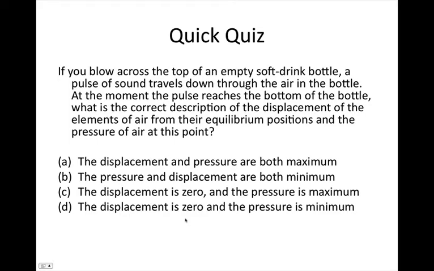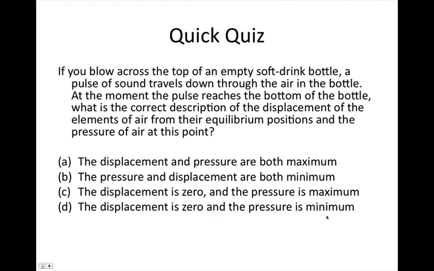So a quick quiz. If you blow across the top of an empty soft drink bottle, a pulse of sound travels down through the air in the bottle. At the moment the pulse reaches the bottom of the bottle, what is the correct description of the displacement of the elements of air from their equilibrium positions and the pressure of the air at this point? A, the displacement and pressure are both maximum. B, the pressure and displacement are both minimum. C, the displacement is 0 and the pressure is maximum. Or D, the displacement is 0 and the pressure is minimum.